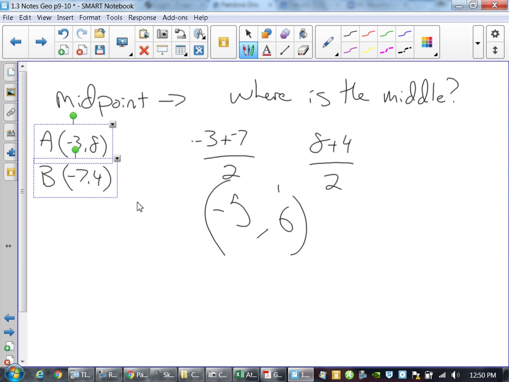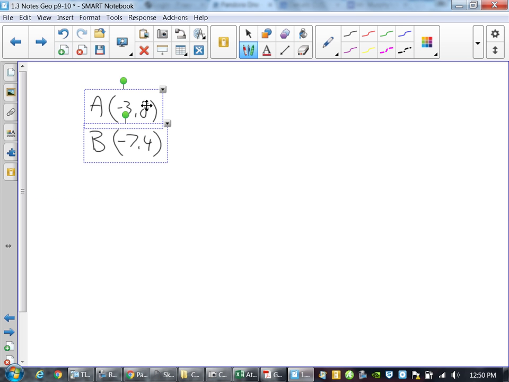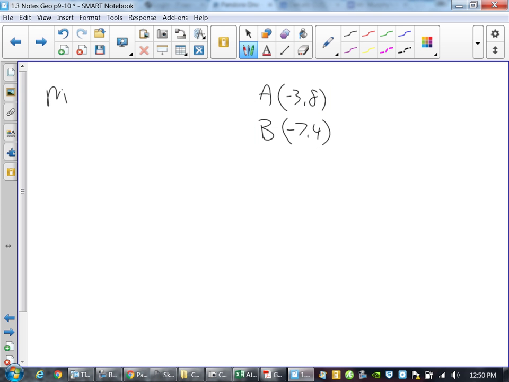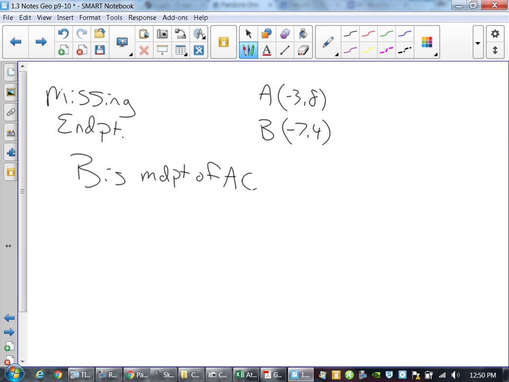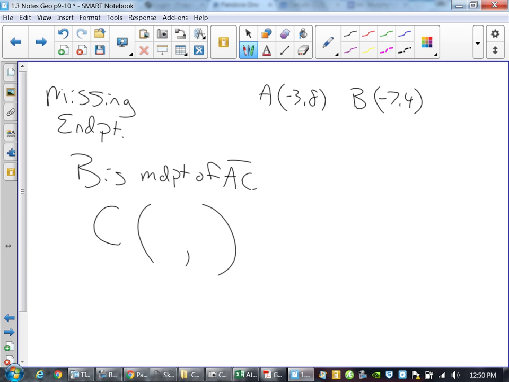And then what about the missing endpoint? You just count. Missing endpoint's the one where you just count. If B is the midpoint of AC, where is point C located? That's the one that you count. If you're trying to find the missing endpoint, that just means you're counting up, counting down.